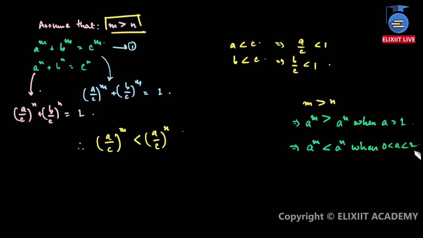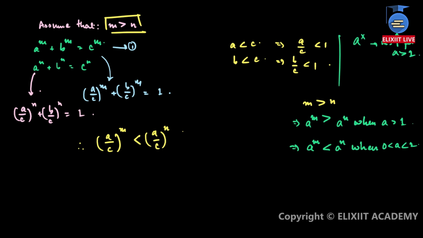And when this is a proper fraction, lying between 0 and 1, the orientation of this inequality will get changed. In more formal terms, if you remember, we have discussed this exponential function, f(x) equals a to the power x. This is a monotonically increasing function for a greater than 1.